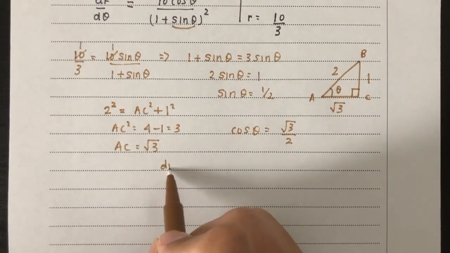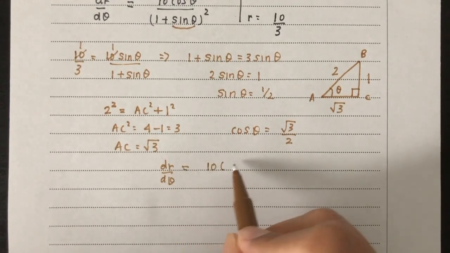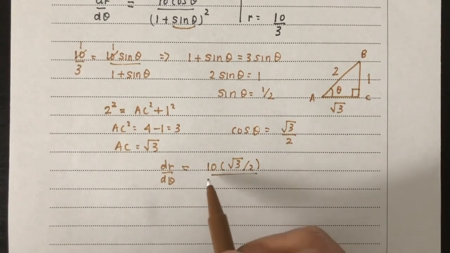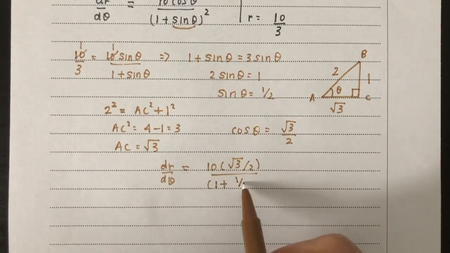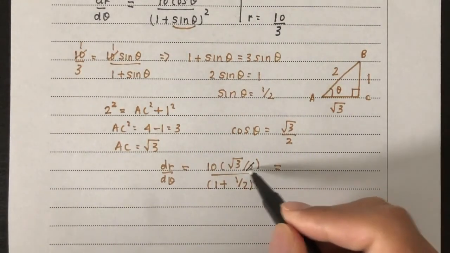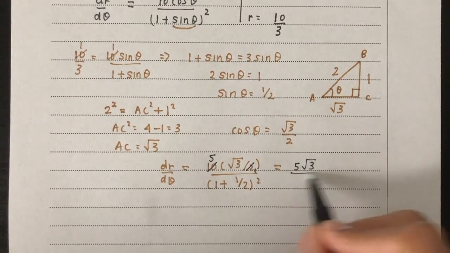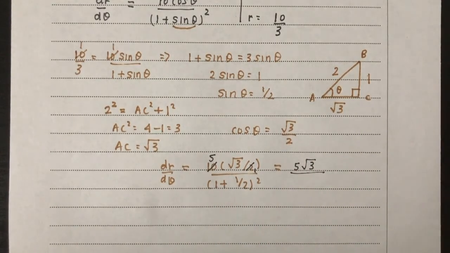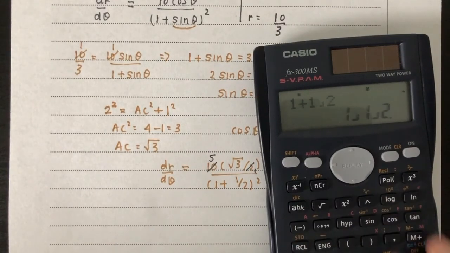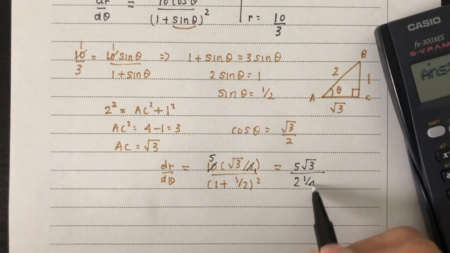Now since you have those two values, you can replace back in the main equation. So dr by d theta is equal to 10 times cos theta, which is this, over 2, divided by 1 plus sine theta square. Now simplify. This is 5 root 3 divided by, what is this value? So 1 plus half square, that will be 2 and 1/4.